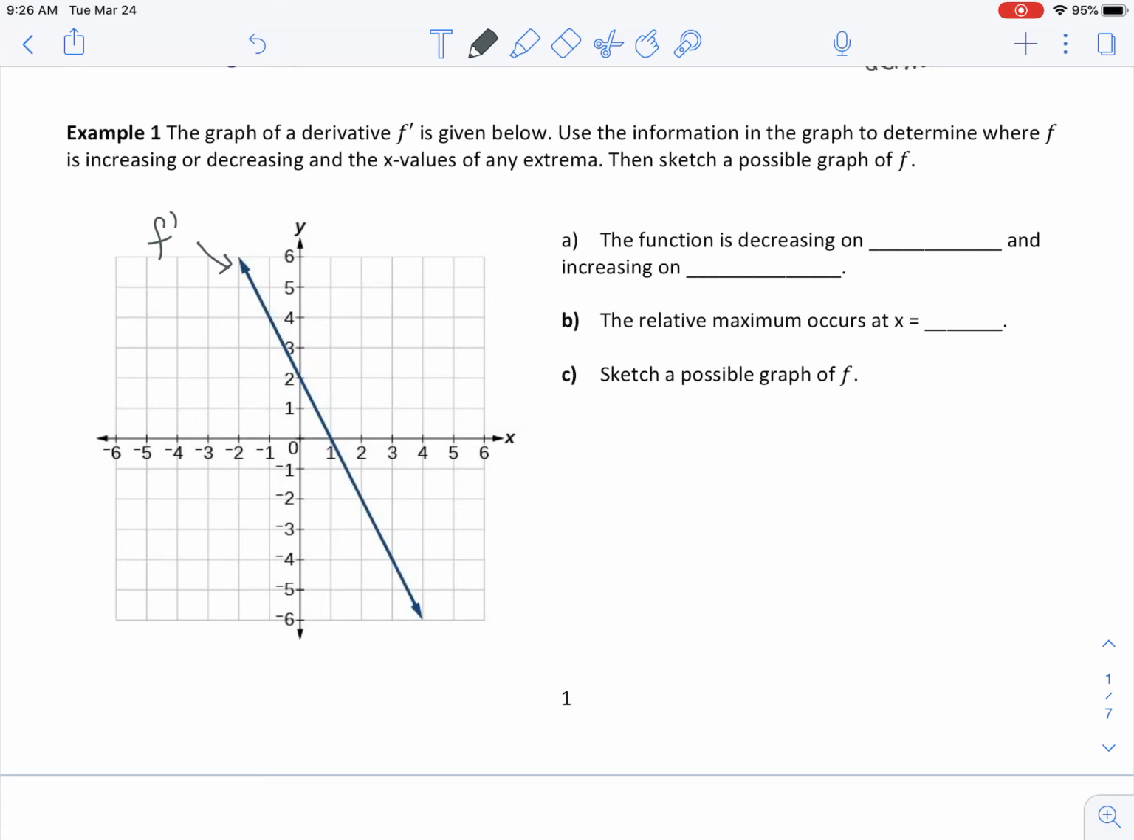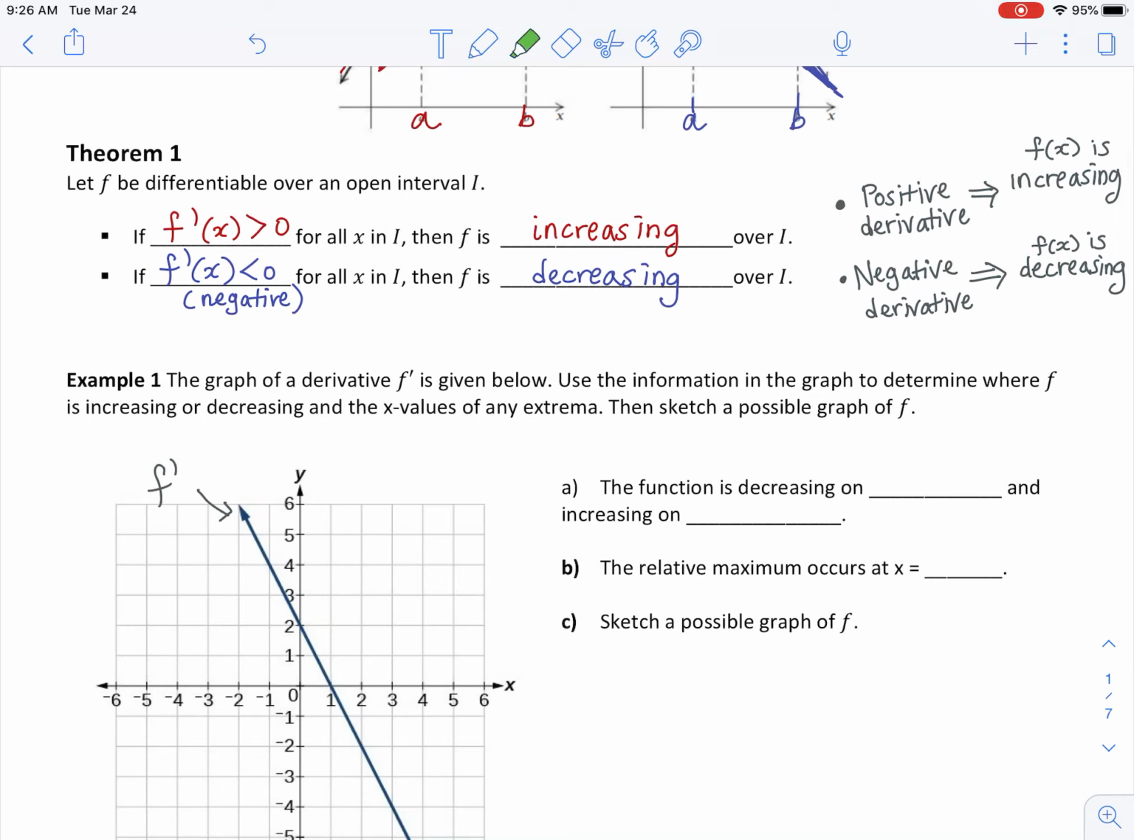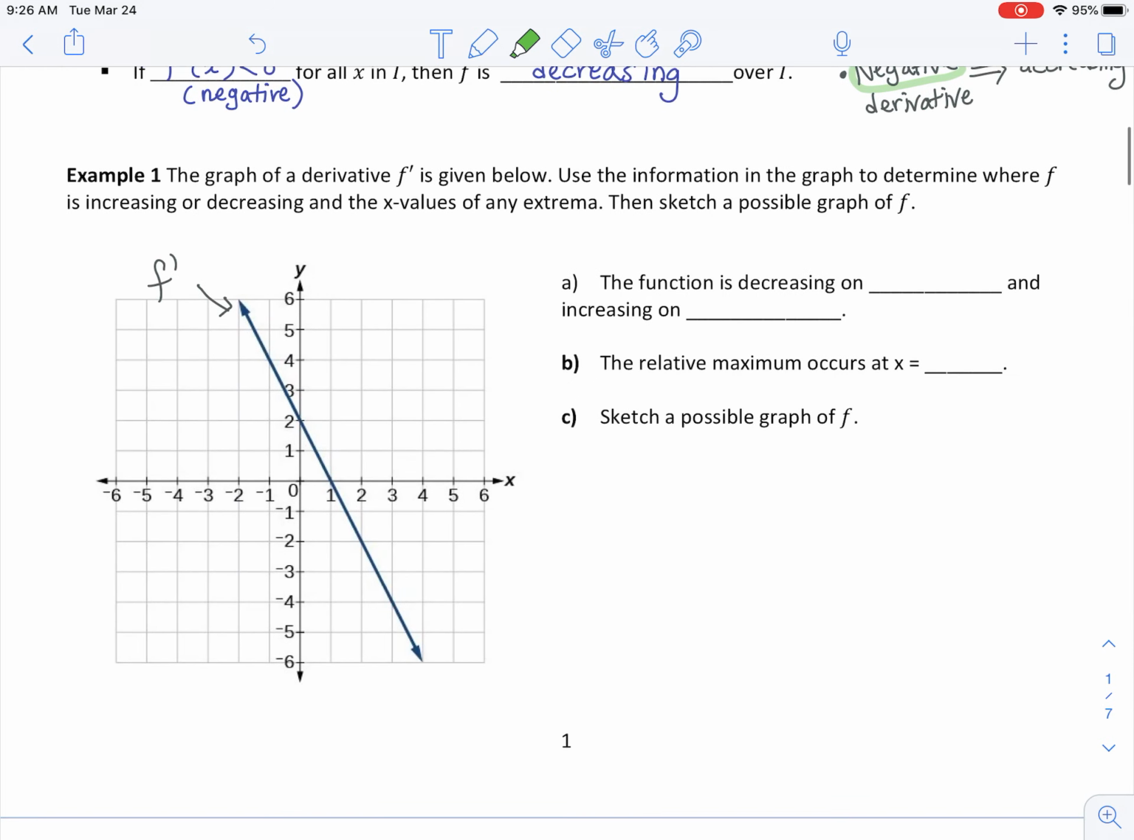Okay, all right, so let's take a look. This is a derivative function, and all we really care about is whether this value is positive or negative in order for us to tell whether f is increasing or decreasing. Look at this for me, okay? Positive derivative means it's above the x-axis.